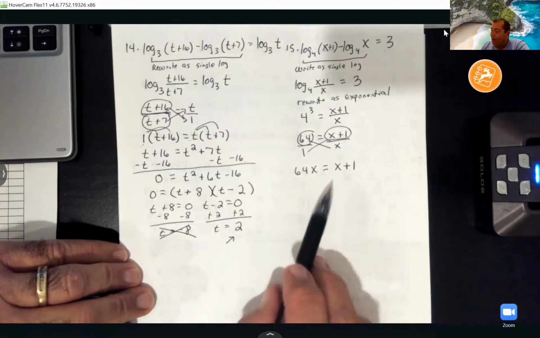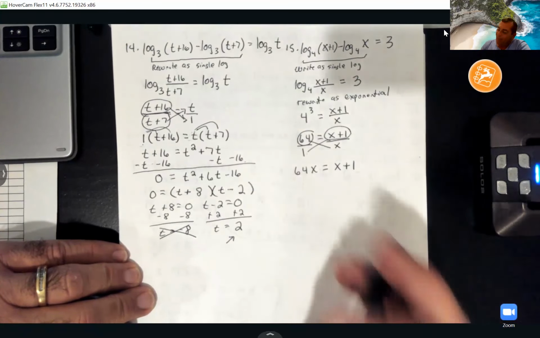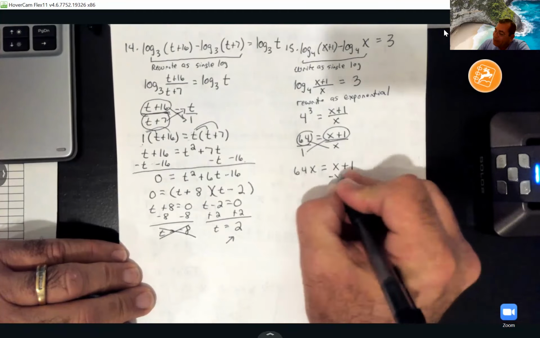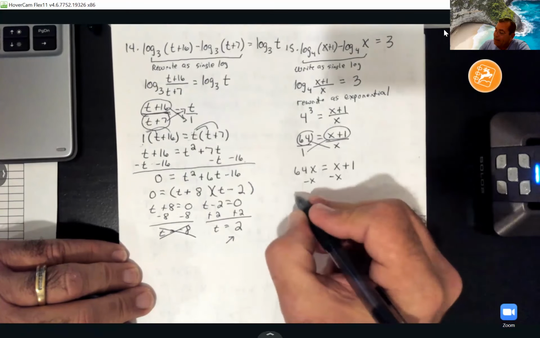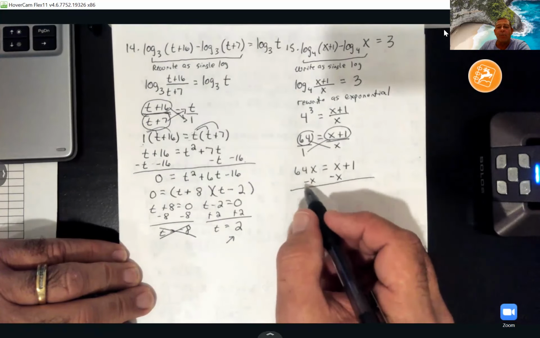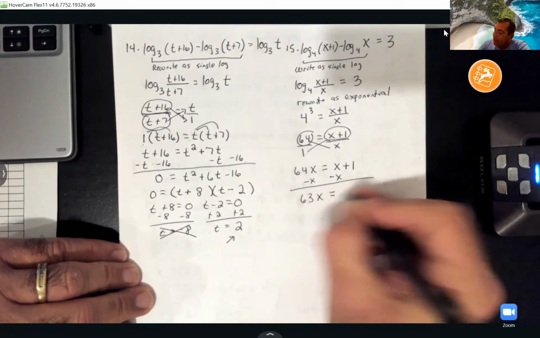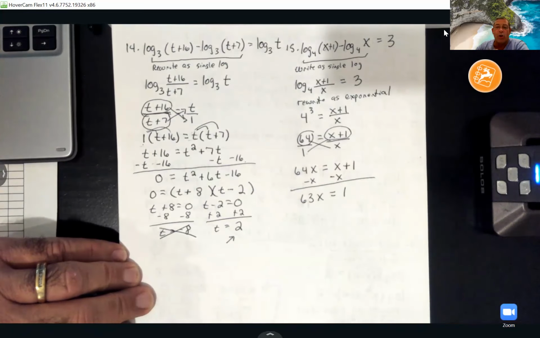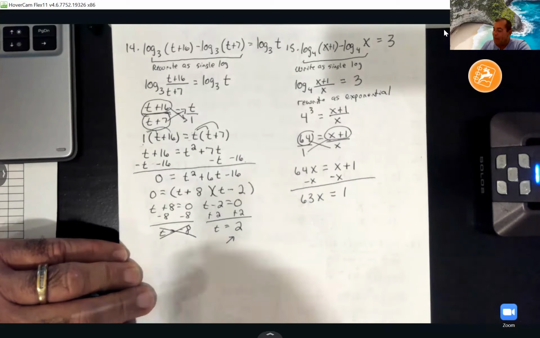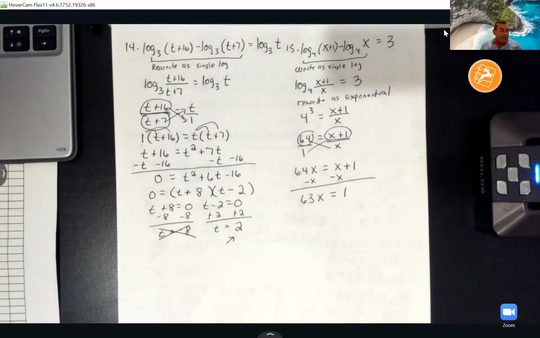So, y'all, I need to get this x on this side. So let's subtract the x from both sides. So let's see what I get. 64 minus 1, that's going to give me 63x equal to that 1. So I need my last step that I can do to make this 63x into a 1x.